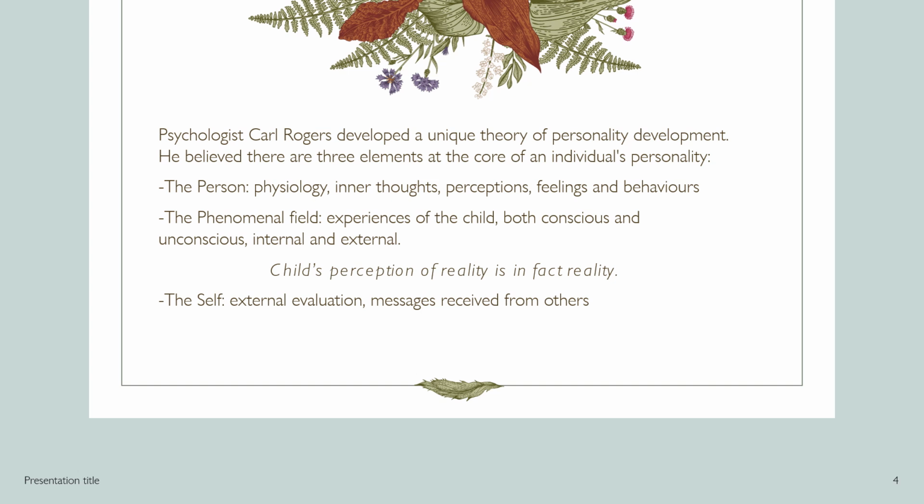This approach is Rogerian in nature, meaning its fundamental characteristics derive from famous psychologist Carl Rogers, who developed a unique theory of personality where there are three elements at the core of an individual's personality. First, there is the person, the phenomenal field, and then there is the self. The person is comprised of the physiology and the inner thoughts, perceptions, and feelings that one holds about themselves.